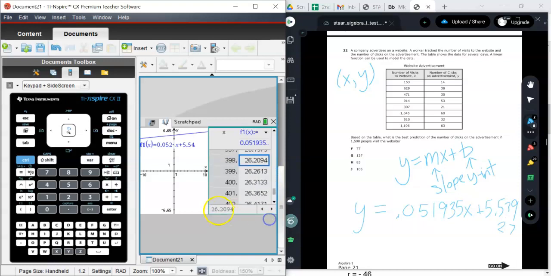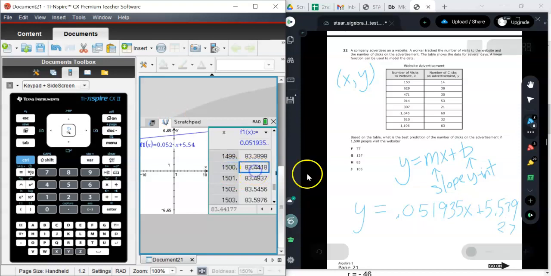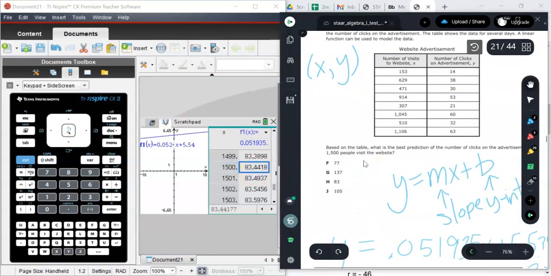Now that's a lot, right? So you can actually come down here, and you scroll down until you get to 1,500. I'm sure there's a faster way to do it, and I haven't figured it out yet. This might take a little bit of time. So let's go to 1,500. There it was. If there are 1,500, the projection is about 83. So if 1,500 people visit, the projection is 83 clicks. So your answer is 83.